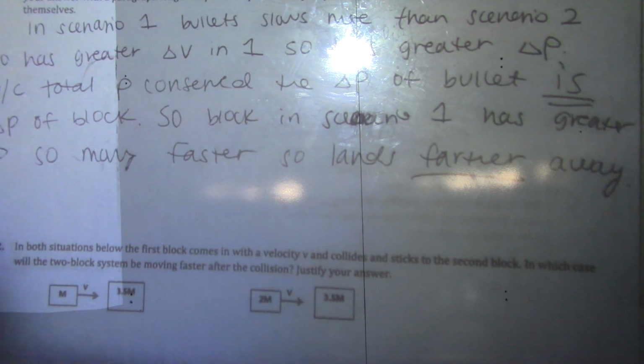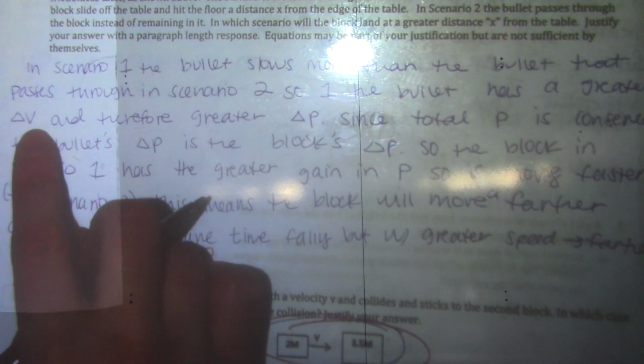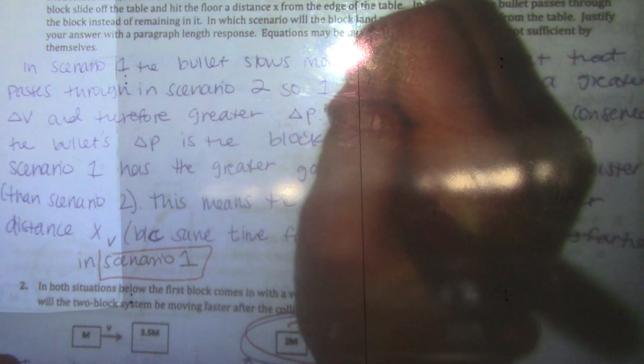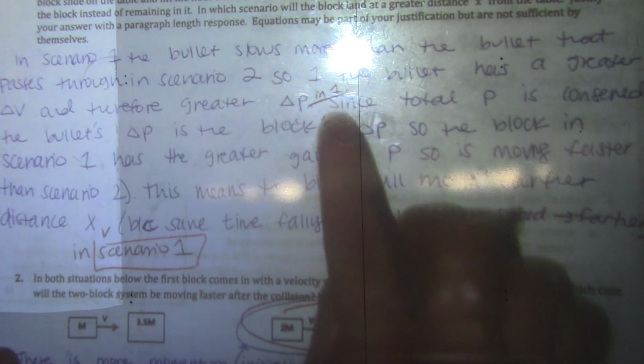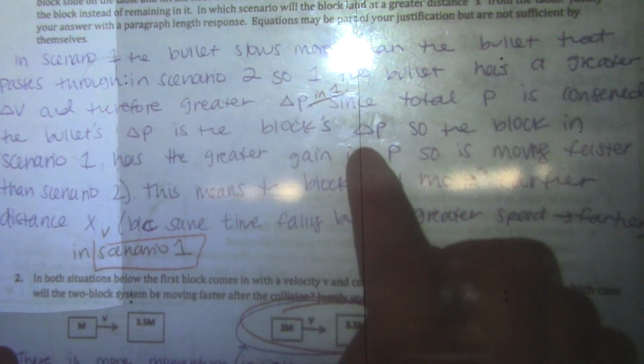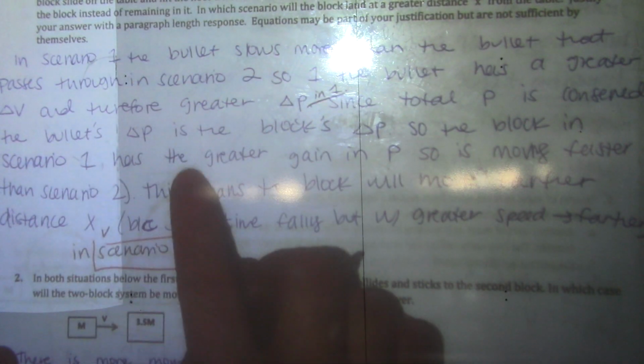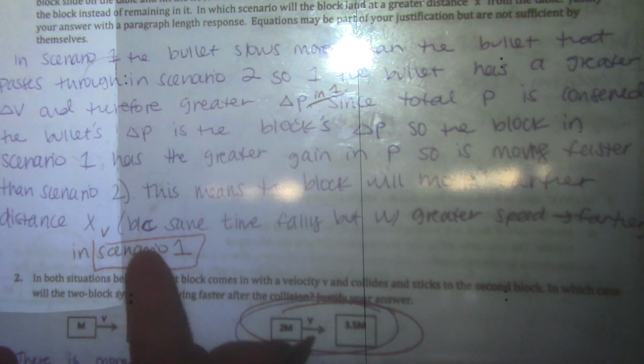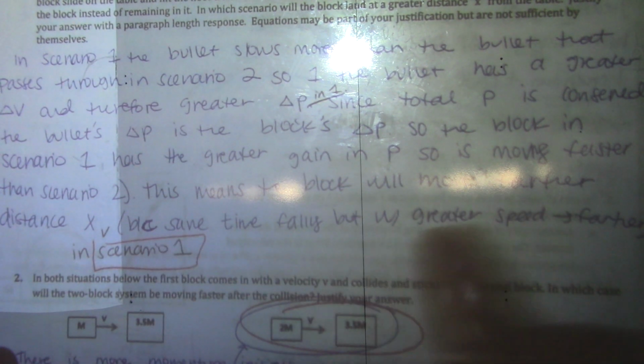Alright, so that's what I just came up with off the top of my head. It might be slightly different, so I'll put what I wrote when I was thinking slowly. In scenario 1, the bullet slows more than the bullet that passes through in scenario 2, so the bullet has a greater change in velocity and therefore a greater change in momentum. I'm going to say in 1 because it wasn't super clear which one I was talking about. Since total P is conserved, the bullet's change of momentum is the block's change of momentum. The block in scenario 1 has a greater gain in momentum, so it's moving faster. That means it moves a farther distance, x, because they have the same time, but a greater speed will go farther. So basically the same thing.